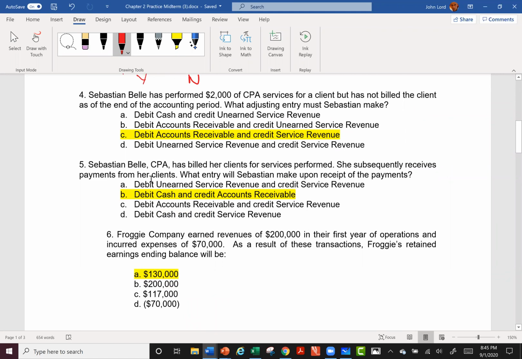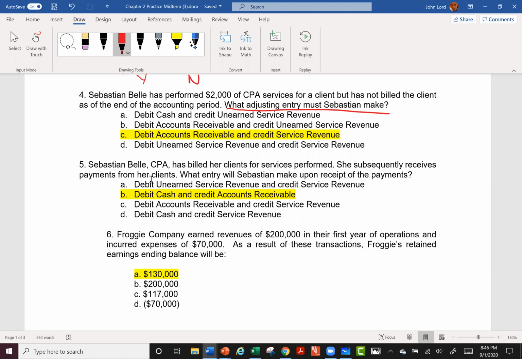Sebastian Bella performed $2,000 of CPA services for a client, but has not billed the client at the end of the year. What is the adjusting entry? Again, adjusting entry means what? I got to the end of the year and I had done some things, but I hadn't quite caught up my accounting yet, right? So I'm going to adjust it. I'm going to fix it. I'm going to get it caught up.